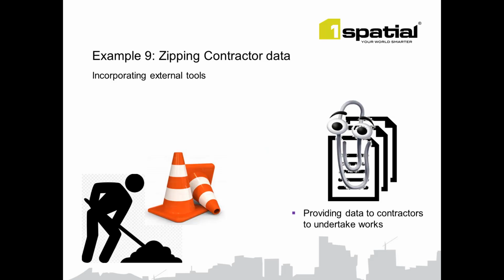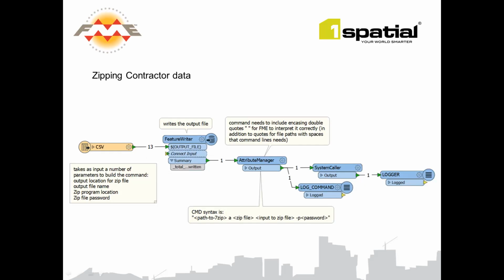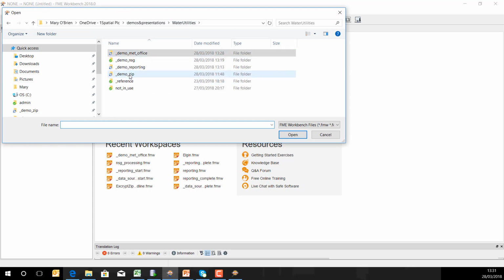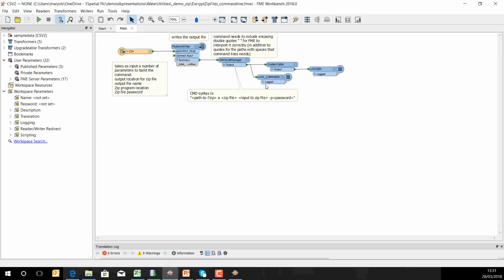Another example, one with lots of uses, zipping up files. So getting a zip file at the end of your data processing. So this could be useful when you're supplying data to contractors for work areas, for example. So instead of zipping them manually with WinZip or 7-zip, then we call the zipping tool from the command line. And it's all done within FME. So here we go. Let's look at how we've done this.